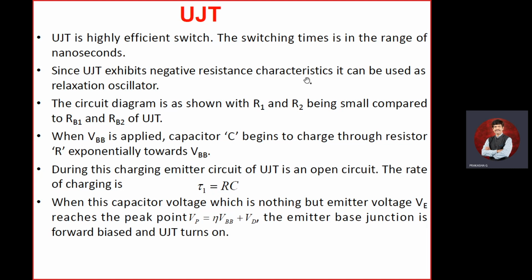Since UJT exhibits negative resistance characteristics, it can be used as a relaxation oscillator. That is also one of the functionalities. It can be used as a relaxation oscillator. The circuit diagram will be there. Next slide.